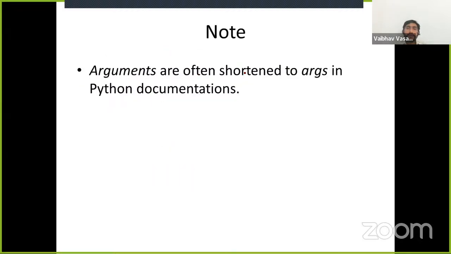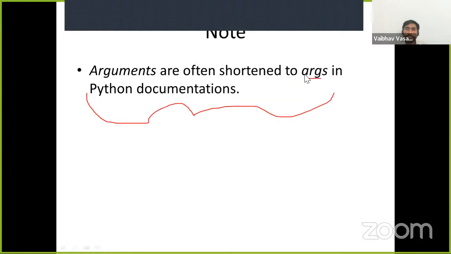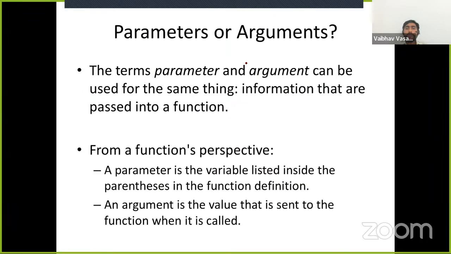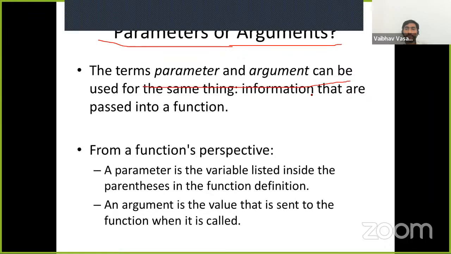Note, arguments are often shortened as args in Python documentation. When you read some documentation, it provides the args. Parameters or arguments, I told you these are used interchangeably. The terms parameters and arguments can be used for the same thing: information that is passed into the function.